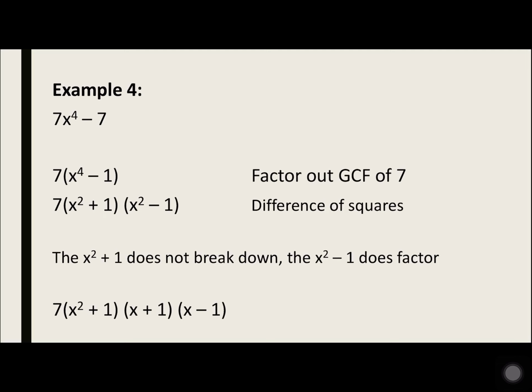But there's one more step. The x squared plus 1 does not break down, but the x squared minus 1 does factor. The plus 1 doesn't break down because of the plus, but the minus does break down. So the x squared minus 1 becomes x plus 1 times x minus 1. So our final answer is 7 times x squared plus 1 times x plus 1 times x minus 1.